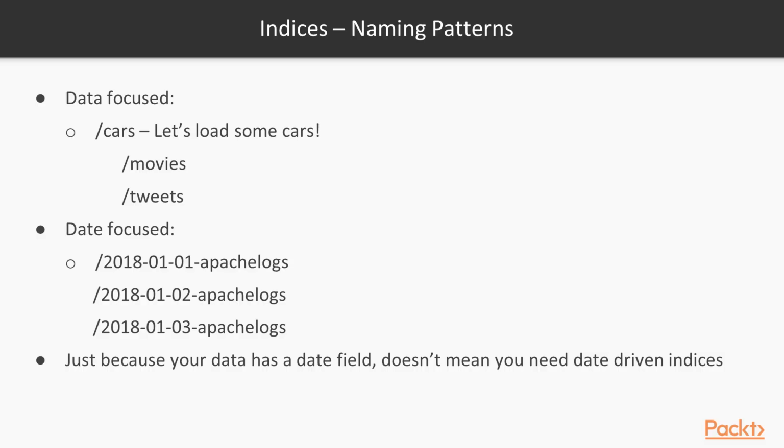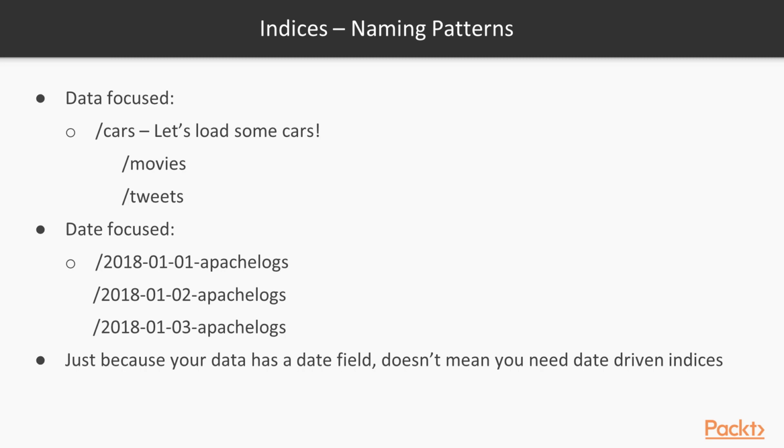So let's talk about how we name our indices. If you think about how we can store our data, we can keep things focused on the actual data. So we can make an index called cars, and we're going to create that in a minute, and then we're going to load a couple thousand or lots of thousands of car data. We can create an index called movies, or something called tweets. But if we're date focused, like log files or events on a network that we're monitoring, we can use a date format to define the index name. The example down here is 2018 0101 Apache logs, 2018 0102 Apache logs. So you'd see we'd make a rolling index every day.